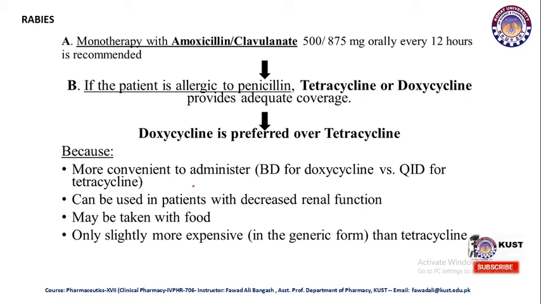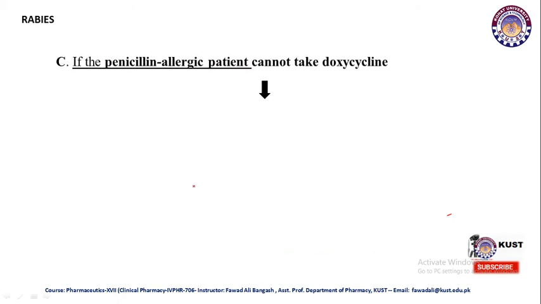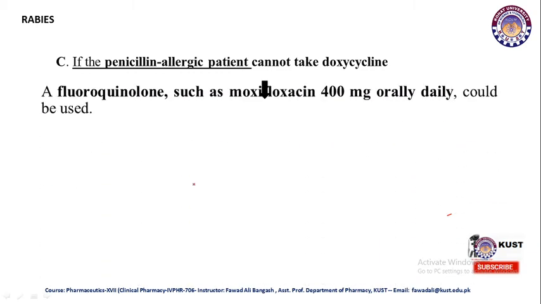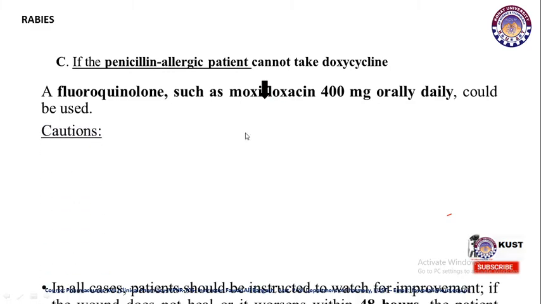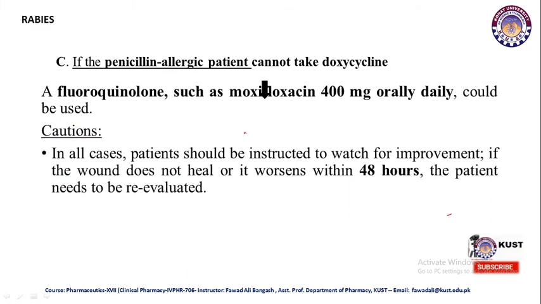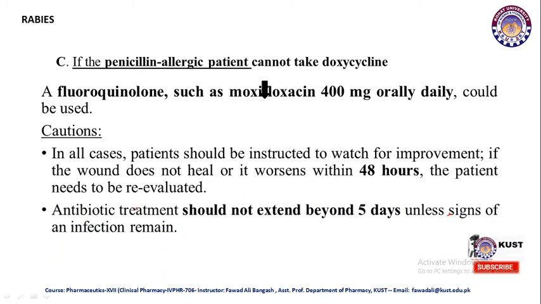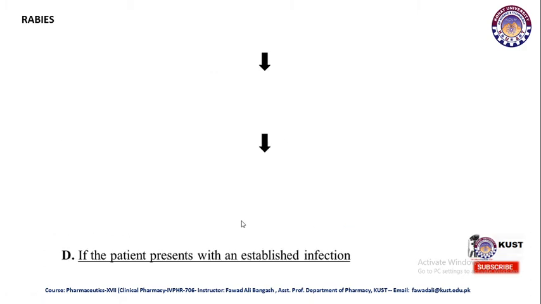They may also be used in patients with decreased immune function, and may be taken with food. They are only slightly more expensive than the tetracycline. But if we cannot give doxycycline to the penicillin-allergic patient, then we give a fluoroquinolone such as moxifloxacin. In all cases, the patient should be watched for improvement. If the wound does not heal or it worsens within 48 hours, the patient needs to be re-evaluated. Antibiotic treatment should not extend beyond 5 days unless a sign of the infection remains.